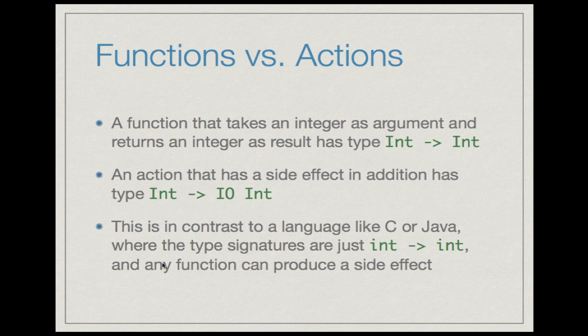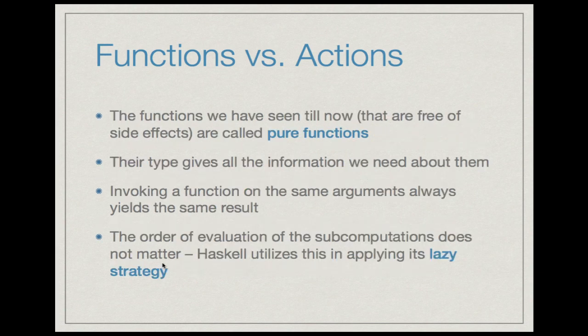Any function can produce a side effect. There is nothing in the language itself that prevents functions from producing side effects. Haskell enforces this distinction between pure functions and actions. The functions that you have seen till now that are free of side effects are called pure functions. Their type gives all the information we need about them. Invoking a function on the same arguments always yields the same result. And the order of evaluation of the subcomputations does not matter. Haskell utilizes this to great effect in applying its lazy strategy.